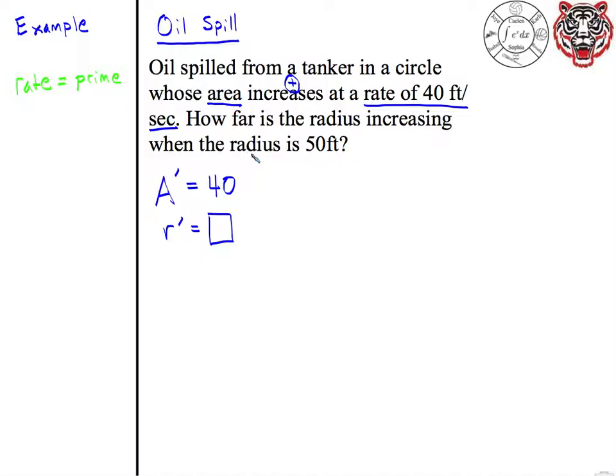Oh, it gives us some more information. When the radius is 50 feet. So how do we translate that into our variables? R equals 50. Exactly, yeah, R equals 50. You girls are killing it. I like it. Thank you.